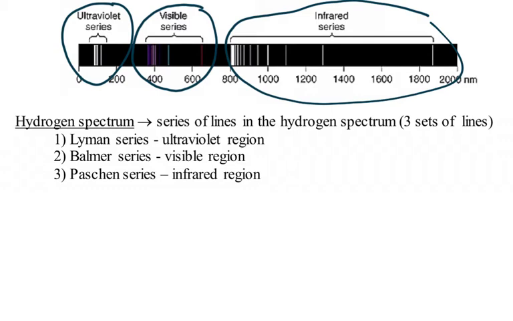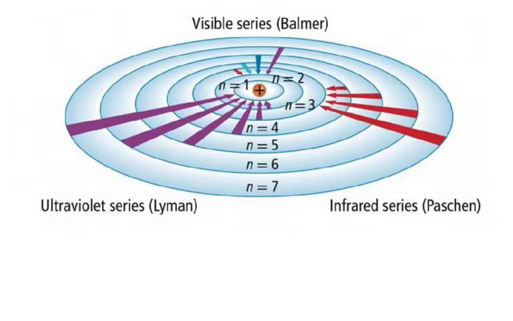And this set of lines is known as the Paschen series. So why so many lines? Well, this is the answer. This is hydrogen, and potentially there are 7 energy levels. So every possibility is shown here.